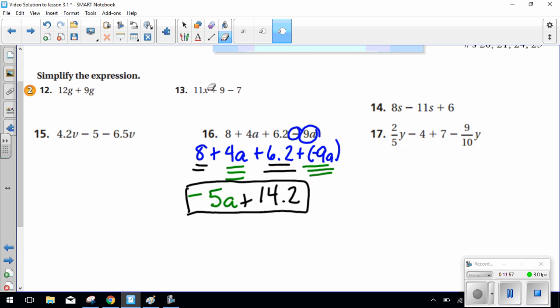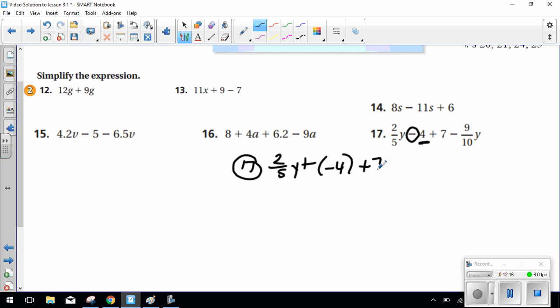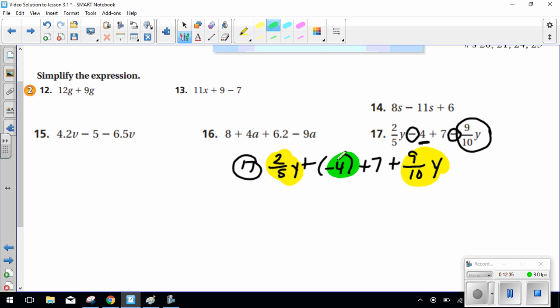Let's move on to number 17. I'm just going to rewrite it here. I have 2 over 5y. I'm going to make this a plus, and I'm going to make this opposite. So plus -4 plus 7. I'm going to change this minus to a plus, so I'm going to take this opposite. So 9 over 10y. So this 2 over 5y can be combined with 9 over 10y. And this plus -4 plus 7 can be combined since they're both constants.